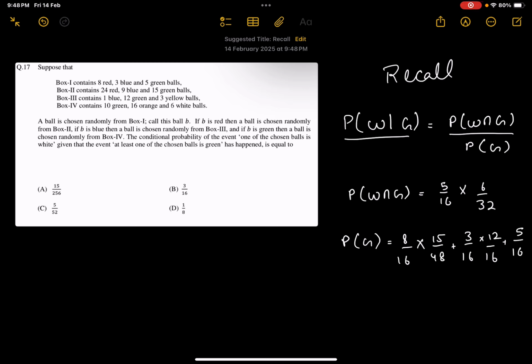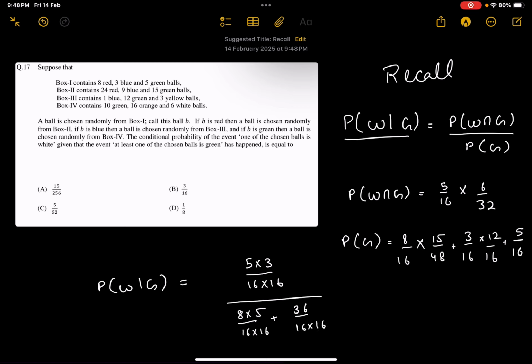So now P(W given G) simply becomes 5 into 3 by 16 into 16 upon 8 into 5 upon 16 into 16 plus 36 upon 16 into 16 plus 80 upon 16 into 16. This gets cancelled. We are left with 15 upon 156, which is 5 upon 52. So the answer is C.